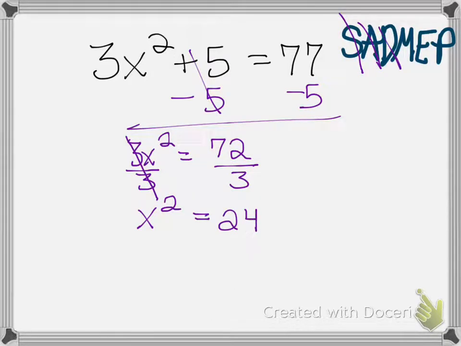All right, M is for multiplication. Is there anything I can multiply on both sides? No, skip that one. E is for exponent. Is there an exponent that I can get rid of? I surely do have one. That's squared. And the only way to get rid of the squared is by taking the square root.